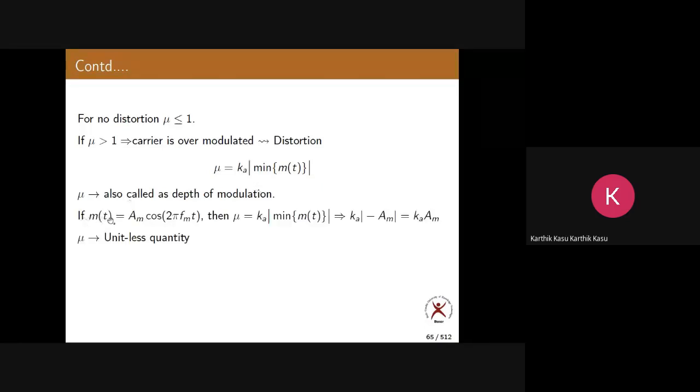Now, if m of t equal to Am cos 2 pi fm t, what is then mu equal to? Ka mod minimum of m of t. So what is the minimum value of this m of t? What is the maximum value? Am. Am is the maximum value. Minimum value is minus Am.